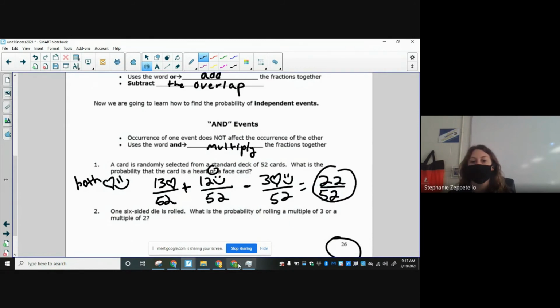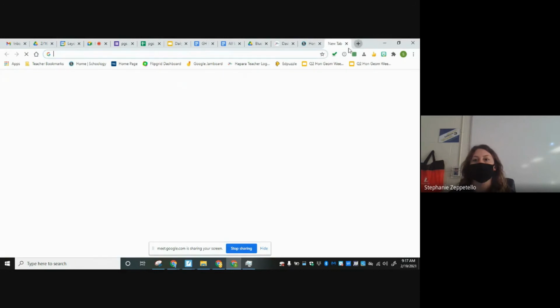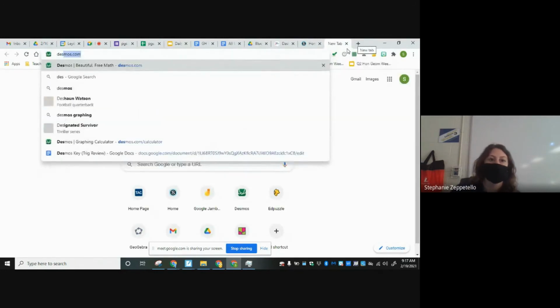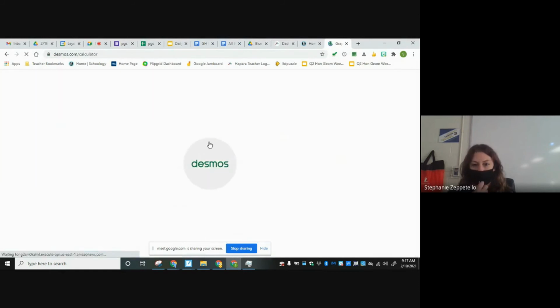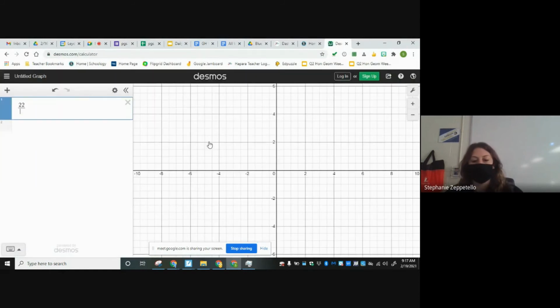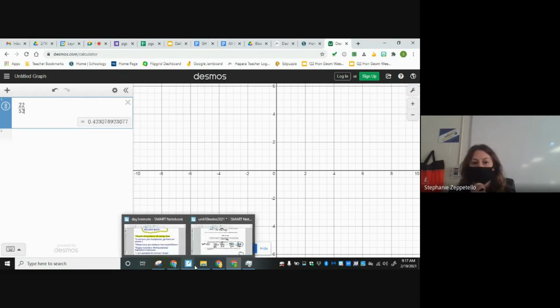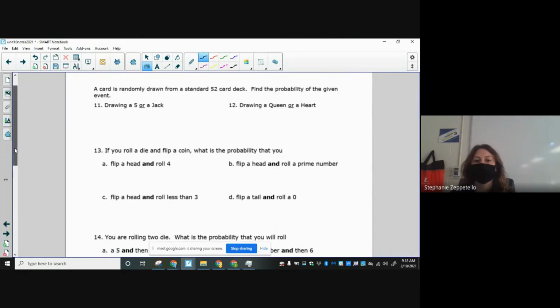And you could put this into Desmos to see what that probability is. I think this one's a lot harder than what you're being asked to do for homework, but I figured I would show you an example of that one. So you got a 42.3% chance of picking a heart or a face card.